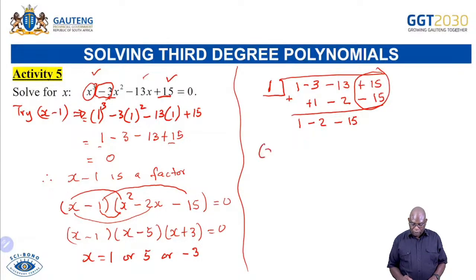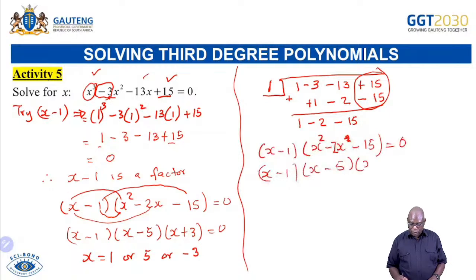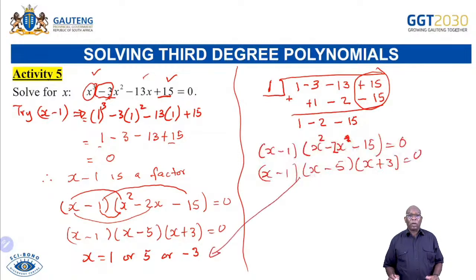Then I'm going to have my x minus 1, which is a factor. Then the other one will be second degree, and that one will be negative 15, equals 0. Then I can have x minus 1, x minus 5, x plus 3 equals 0, and then those answers there. So the synthetic method you can also use. You can also use your inspection.